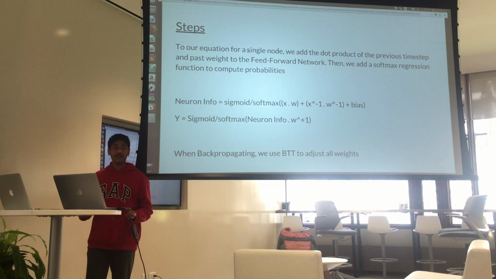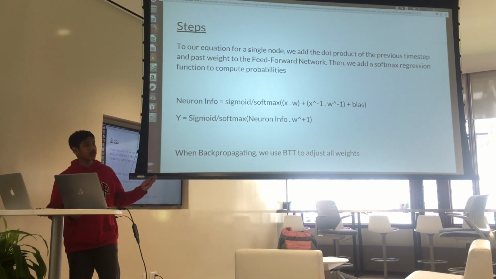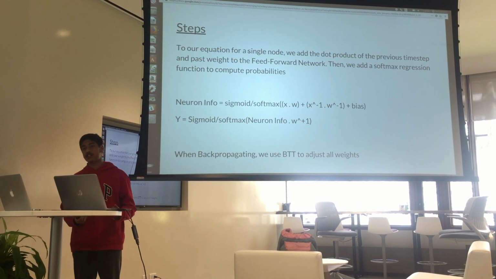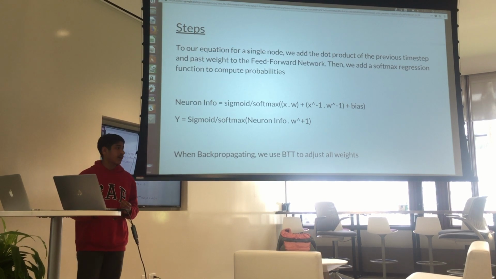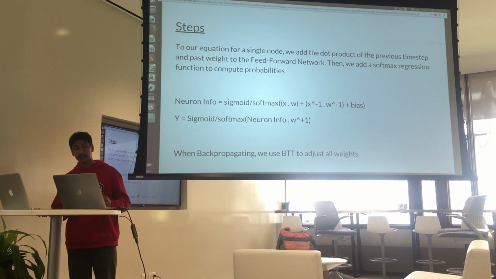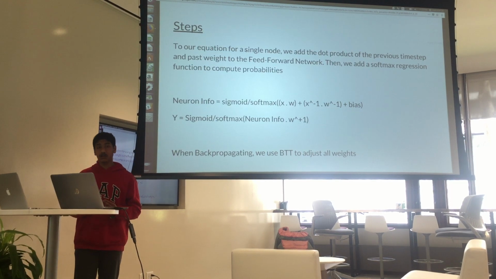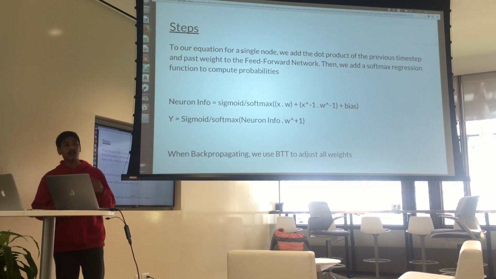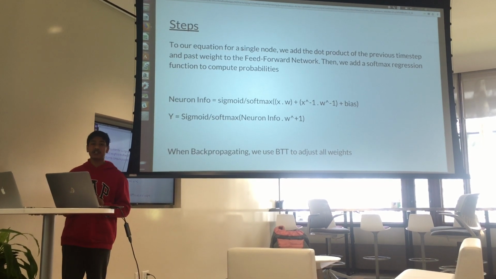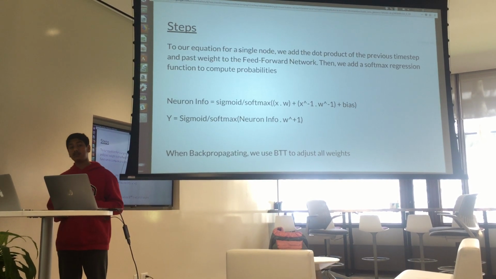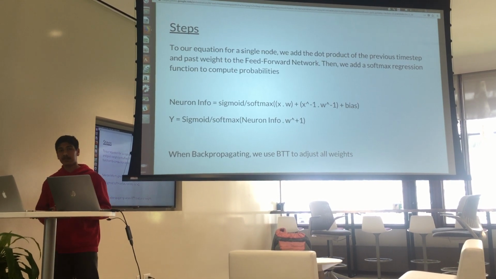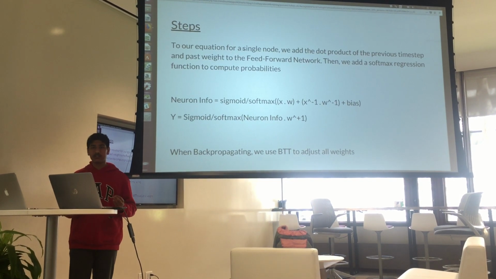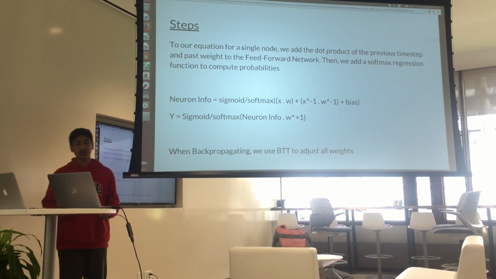So, the steps. First, to our normal equation, we add the weight of the previous time step, multiplied by our previous inputs, and then we sum it up and add it to the current neuron information. Then for the current neuron, we multiply by the next weight, and that would be our output for our output cell. For back propagation in recurrent neural networks, we use something called BPTT, which is back propagation through time. For those of you who don't know, back propagation through time is when you adjust all the weights, including the weights of the previous time steps as well.